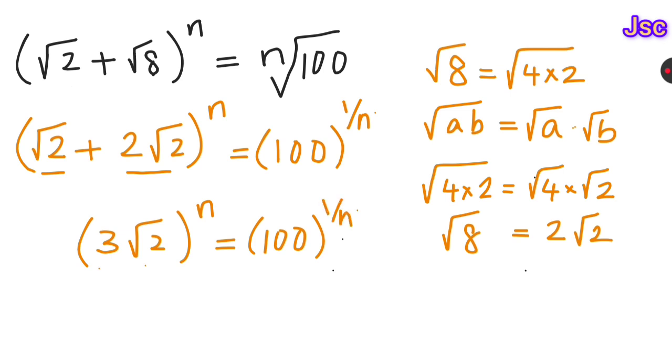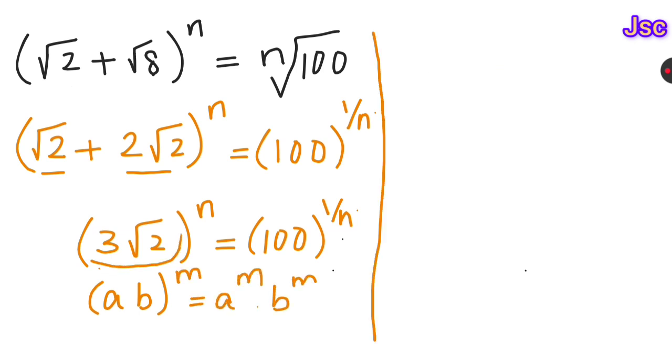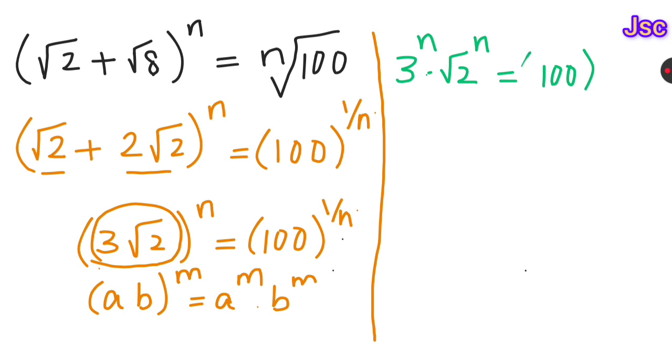Now this left hand side is in the form of (ab) whole power m. We can write this as a^m times b^m. (3√2) whole raised to the power of n, we can write as 3^n times (√2)^n, that is equal to 100 raised to the power of 1 over n.